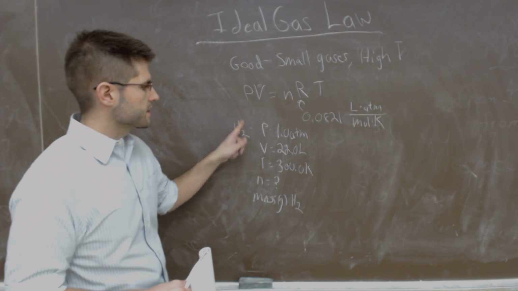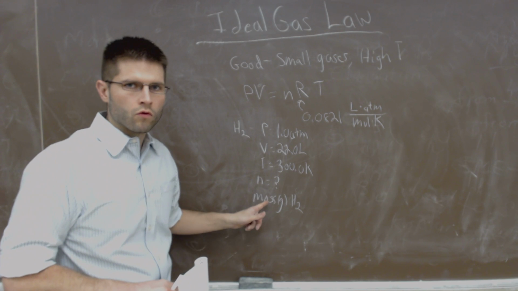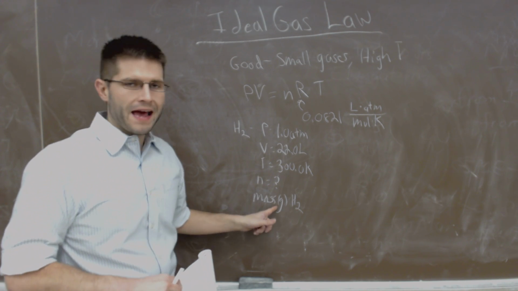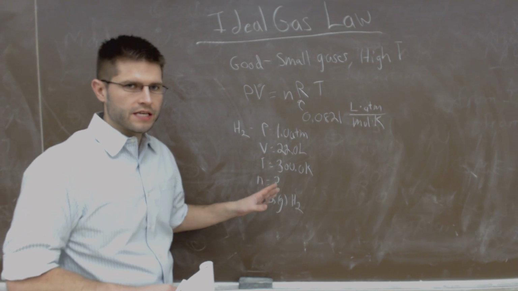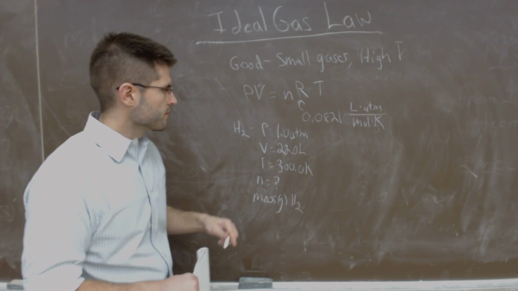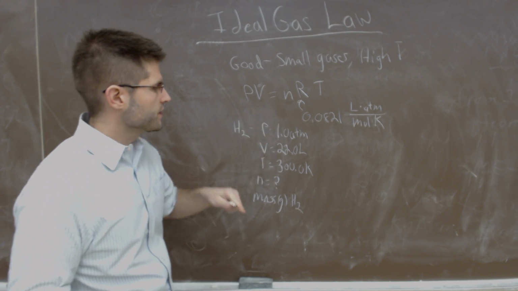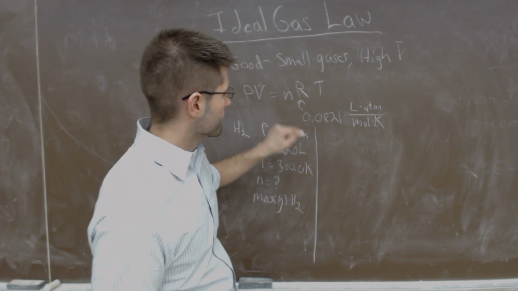So the ideal gas law allows us to solve for the moles. To go from moles to mass, we have to know how to go from moles to mass. We already know how to do that. We use the molar mass of hydrogen. So let's plug in our values. Let's solve for this n. I'm going to draw a line here.